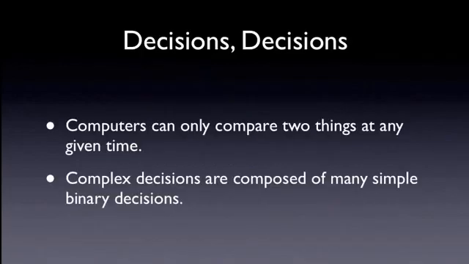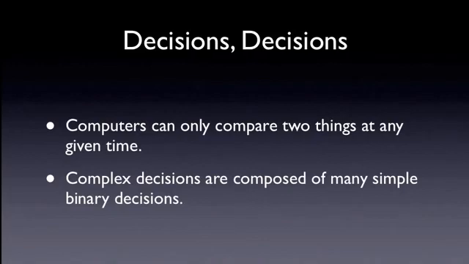Now, decisions. Simply put, computers can only compare two things at any given time. They can either say, is this true or is this false? So if you have a complex decision that you want to make in the computer, what you need to do is break that complex decision down into the much simpler decisions that it's composed of. Complex decisions, even though you may not think this in your brain, are composed of many simple binary decisions. In other words, decisions that are yes or no decisions about a bunch of things.